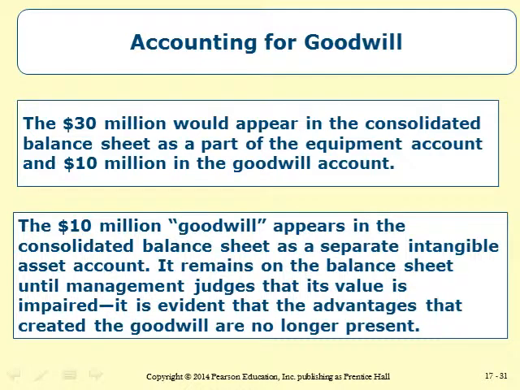Suppose the fair value of S's equipment exceeded its book value by $30 million in our example. That's where we say the $30 million would appear in the consolidated balance sheet as part of the equipment account, and $10 million in the goodwill account, because that $30 million plus the $10 million gets us to the $40 million that we paid, $250 million versus the $210 million worth of fair value assets. Because the consolidated statement would show S's equipment at $30 million higher than the carrying amount on S's books, the depreciation expense on the consolidated income statement would also be higher.